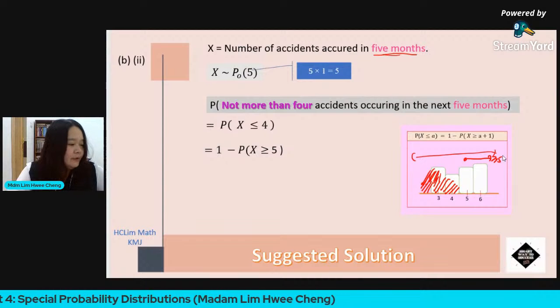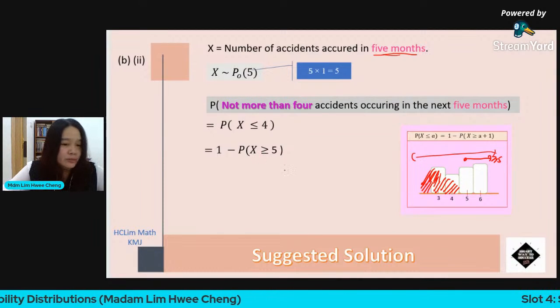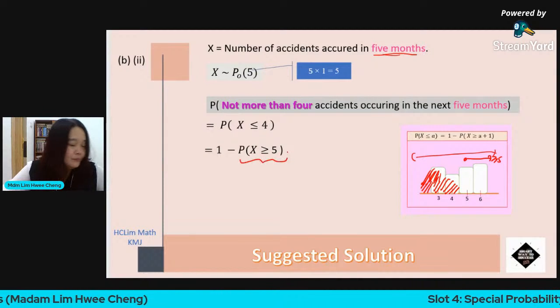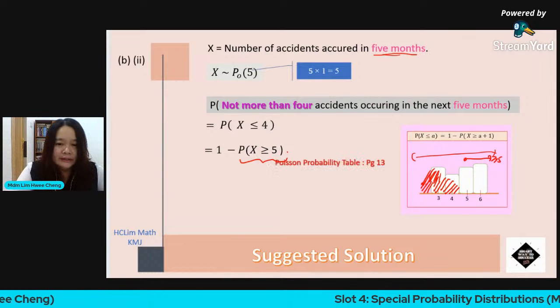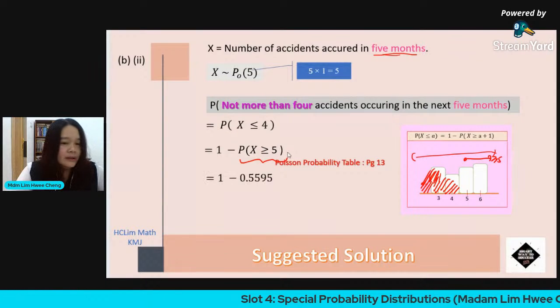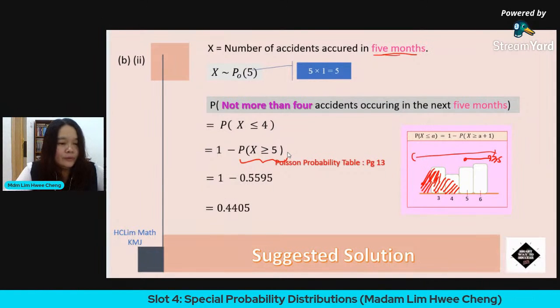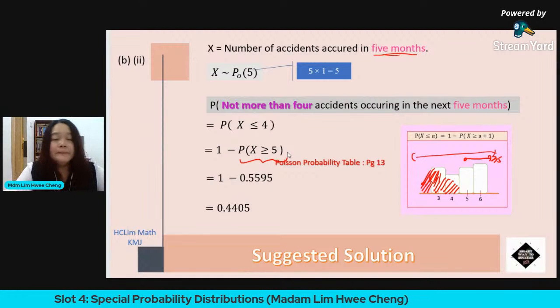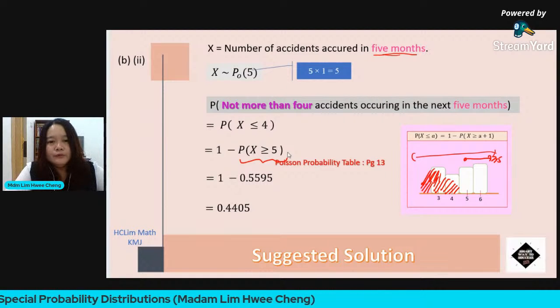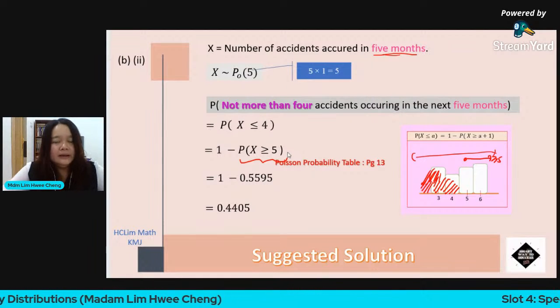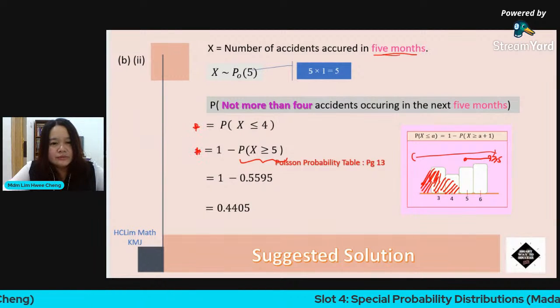Okay, so you read from the table this value. So baca table this value in the page of 13 here. Okay, so you will get 0.4405. Okay, 0.4405. Okay, so you will notice that class. So this step is very important, these two. Kalau ini salah, ini akan salah.